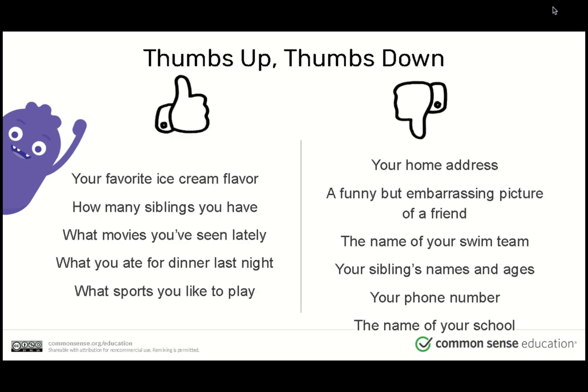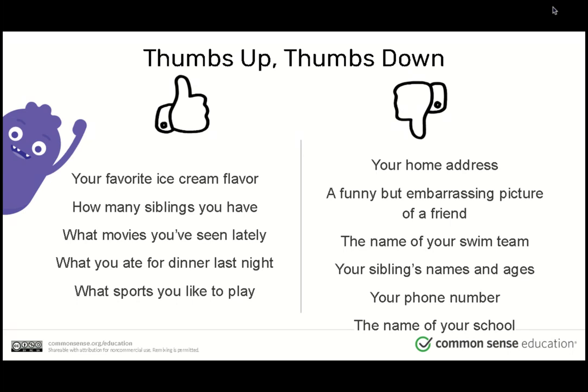All right, here's our answers. So personal information that would be okay to share is your favorite ice cream flavor, how many siblings you have, what movies you've seen lately, what you ate for dinner last night, and what sports you like to play. This is all information that would let someone know more about you, but not give away so much information that they could figure out who you are or pretend to be you online.